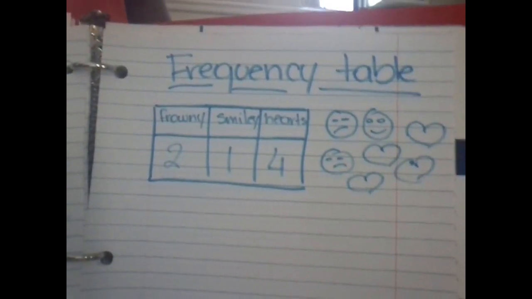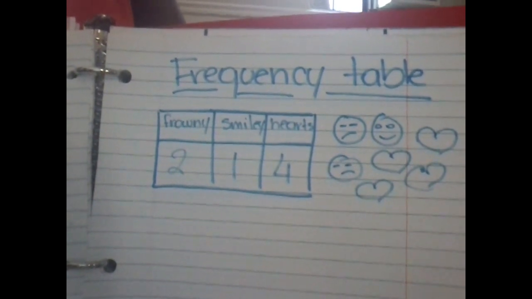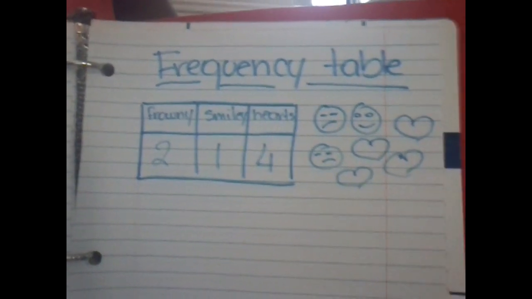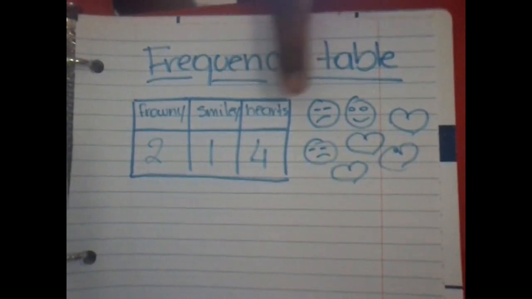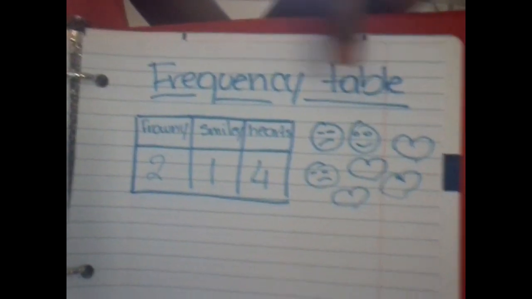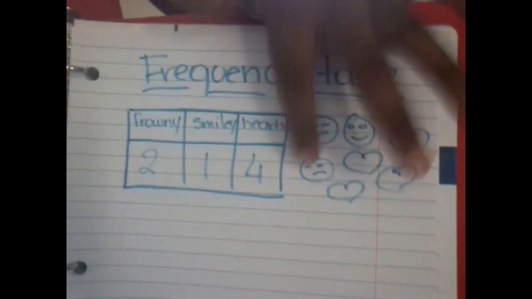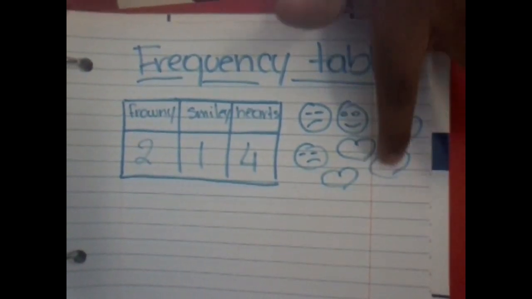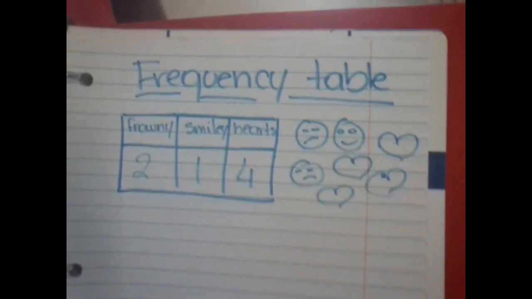A frequency table is a table that shows the total for each category or group of data. For example, this is a frequency table, and these are classified in it. There are 2 frowny faces, 4 hearts, and 1 smiley face.